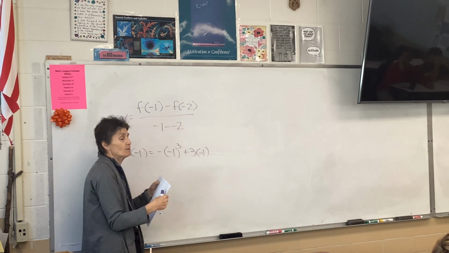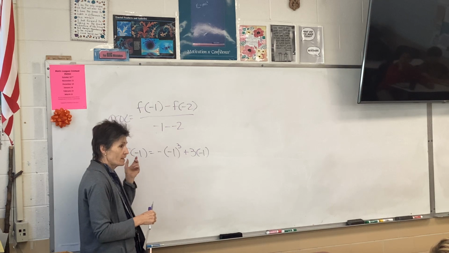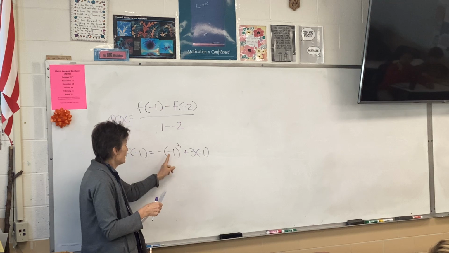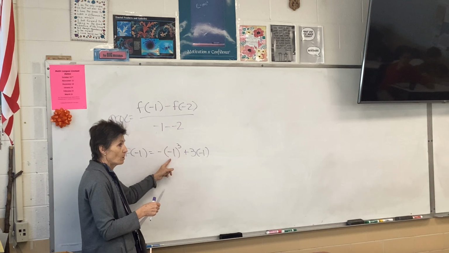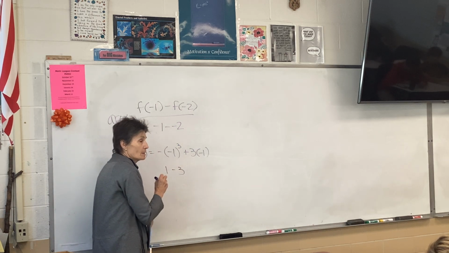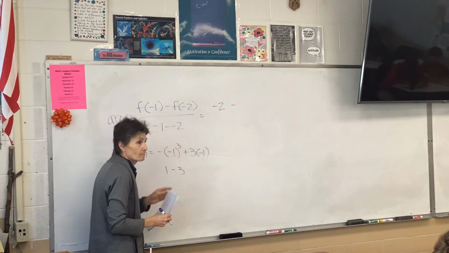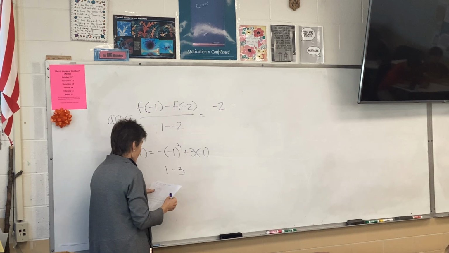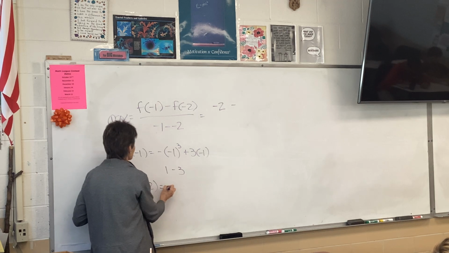Now do this carefully. You guys are all smart people, but if you try to do too much too fast, you might lose a negative or something somewhere. So I'm putting in -1, cubing it. So what's this? -1, but it's -1, so it's actually 1 minus 3. So f of -1 is -2. Right? Okay, and then I'm going to find f of -2, doing the same thing.